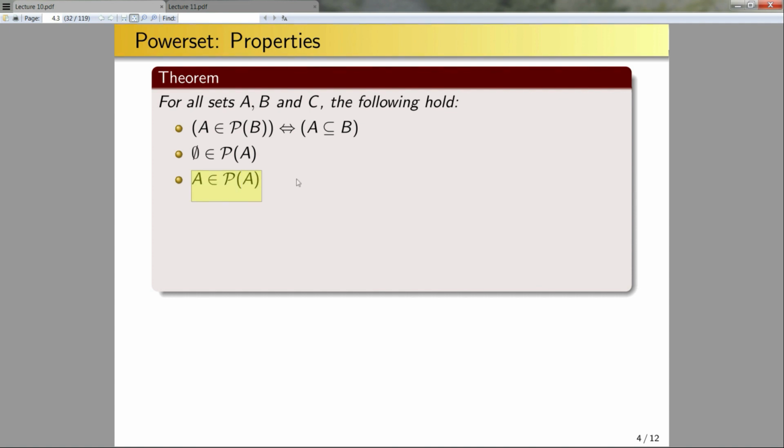Next, if A is a subset of B, well, that implies that the power set of A will be a subset of the power set of B. Well, why is this true? I'll give a more detailed argument for why this is true later, so let's skip that for now.